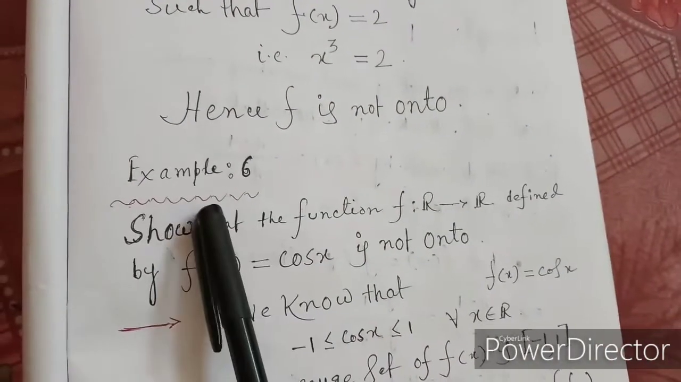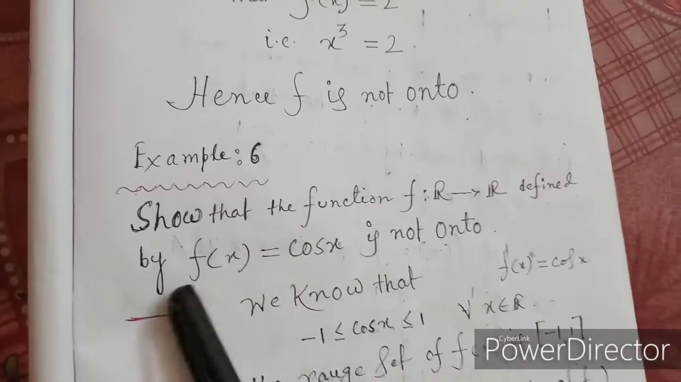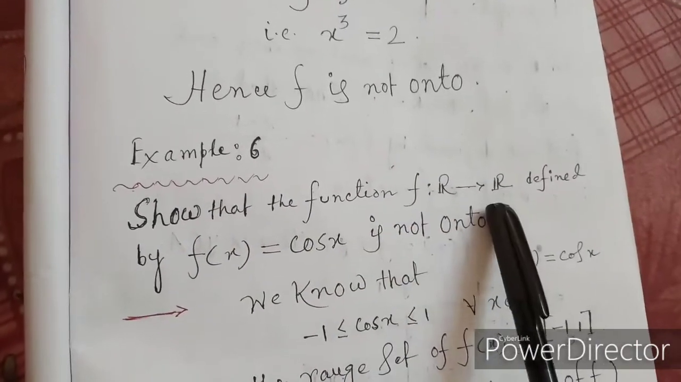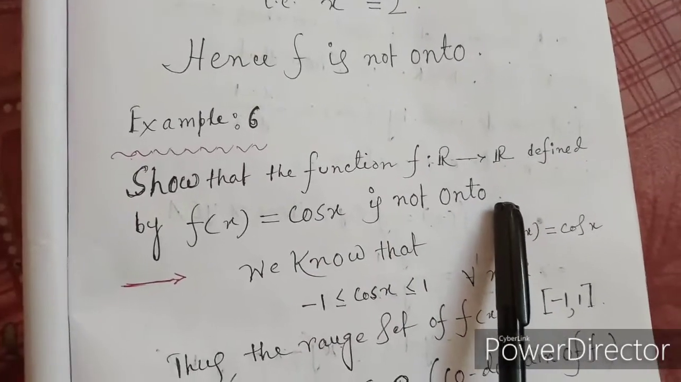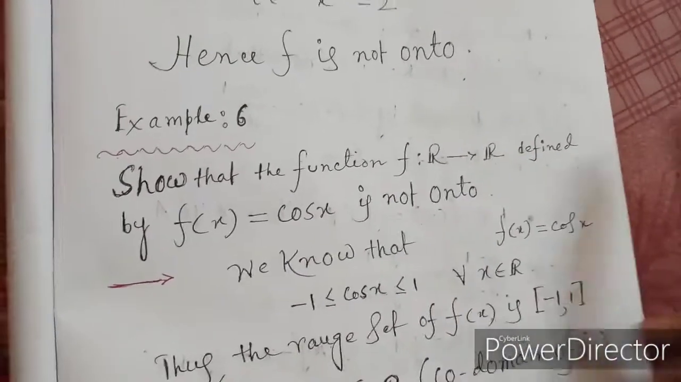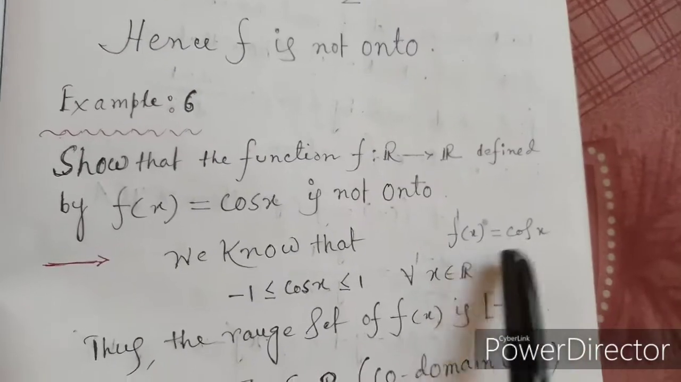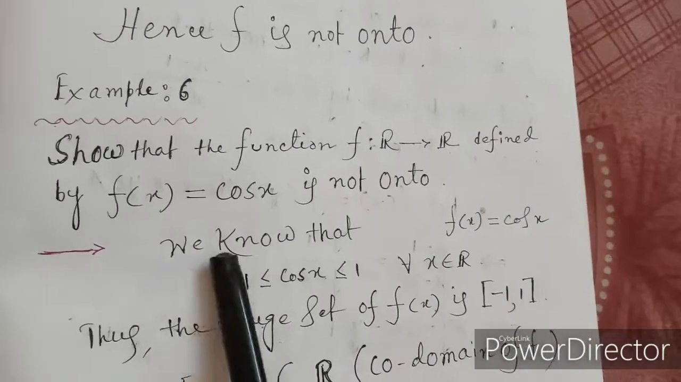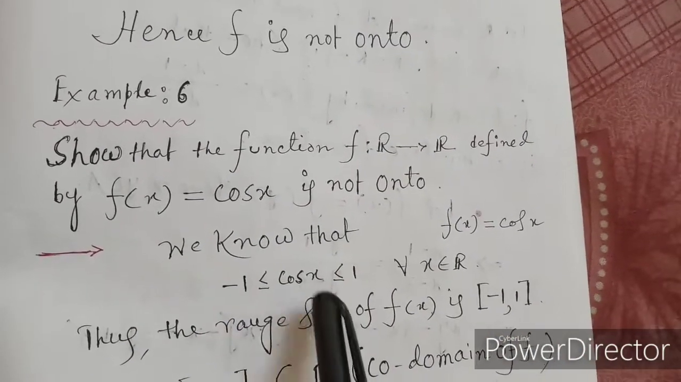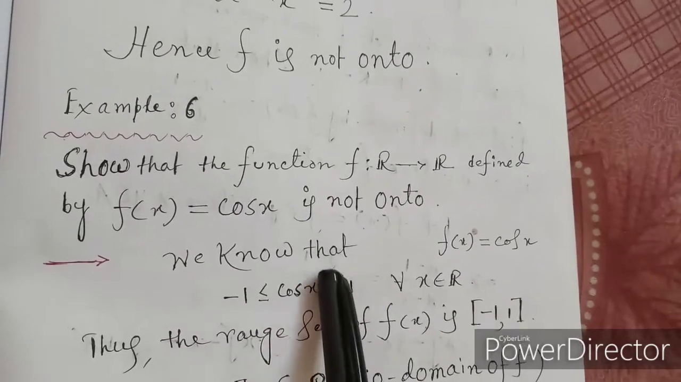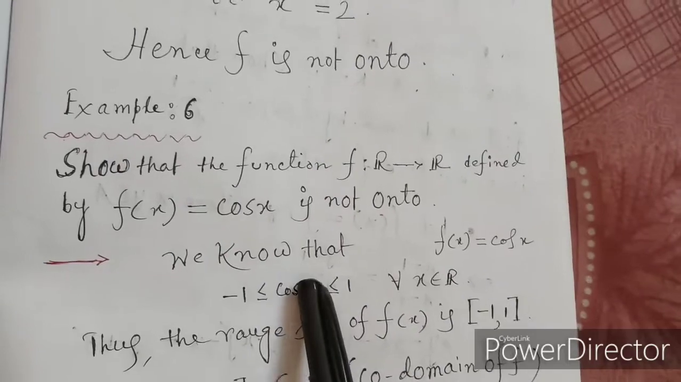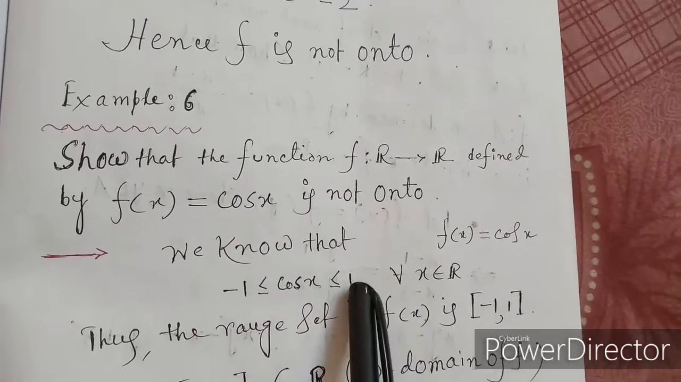Now example number 6. Show that the function f from R to R defined by f(x) = cos x is not onto. How to show it? Let f(x) = cos x. We know that -1 ≤ cos x ≤ 1 for all x belonging to R. That means the range of the function cos x is the closed interval [-1, 1].